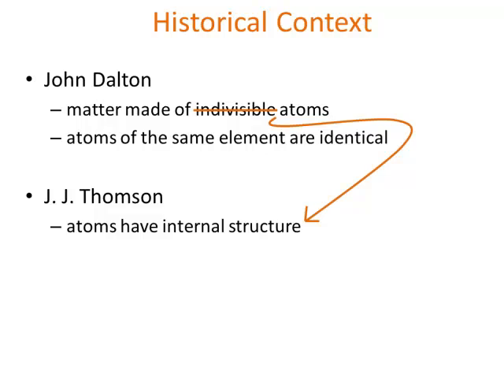In the process of discovering and studying the electron, Thomson developed an analytical technique known as mass spectrometry. This process would lead to the disproving of Dalton's second statement regarding identical atoms.